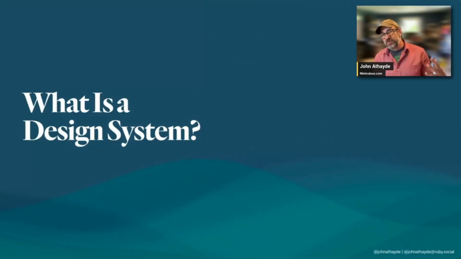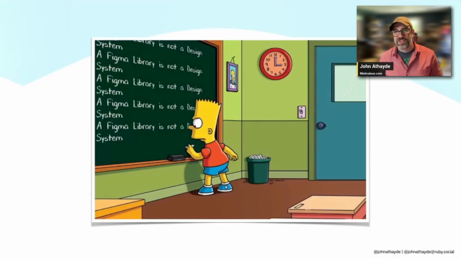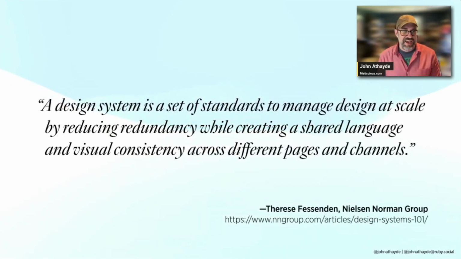So let's start with what is a design system. Let's get the terms out of the way. First off, a Figma library is not a design system. So why did I start off with this grenade when so many design systems are delivered with a Figma file? It's just an artifact. The Figma file is how we build things out, but it is not in and of itself the system. The design system is, in fact, a set of standards to manage design at scale.